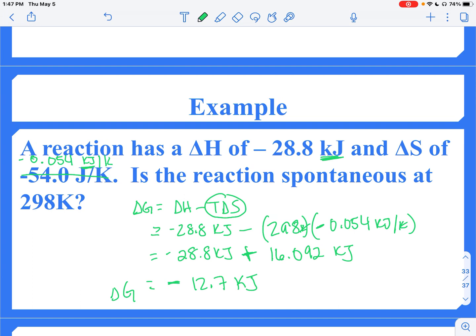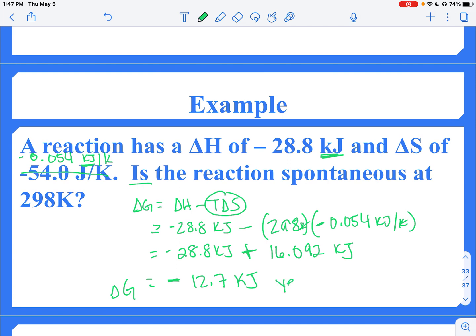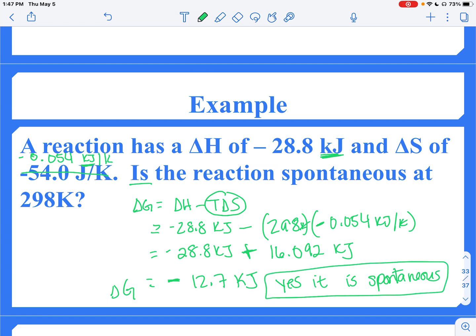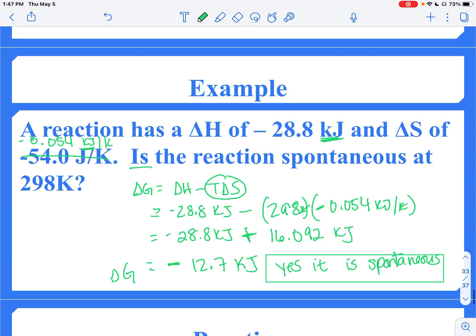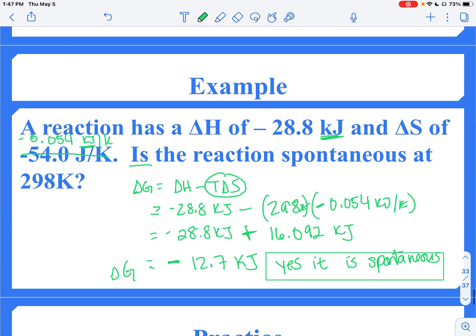But that's not what the question is asking. The question is asking, is it spontaneous? So you have to actually answer the question. It's not asking for the value of delta G. Sometimes we will, but this time we're not. So we say, yes, it is spontaneous, and that is our answer. And so that's the Gibbs formula. That's all you have to worry about.